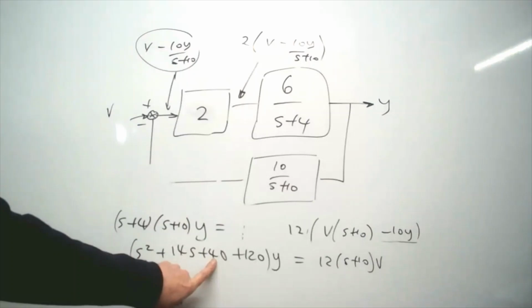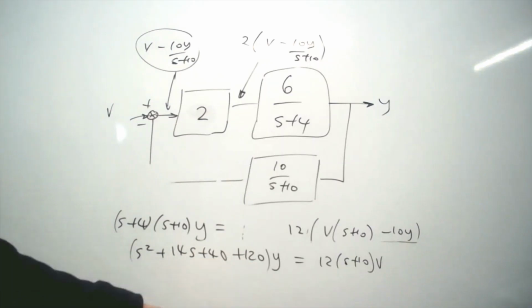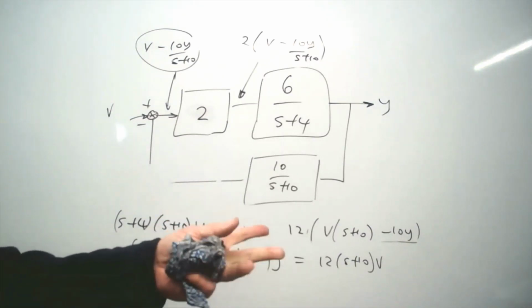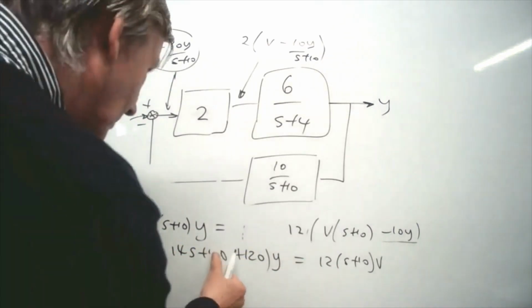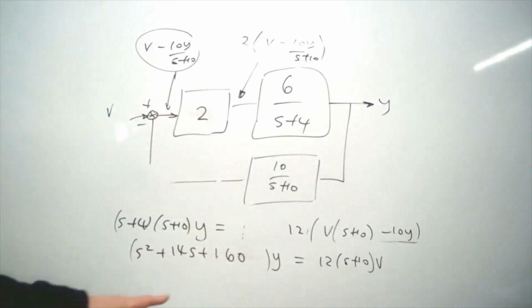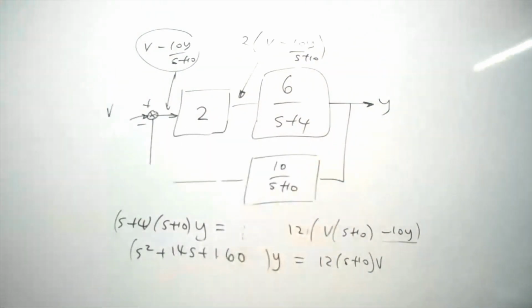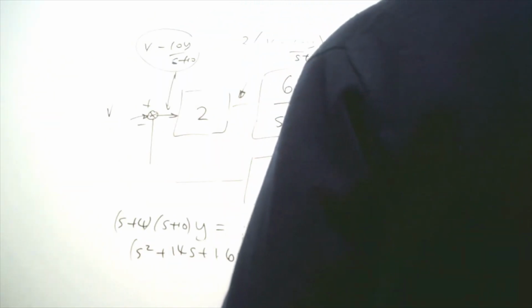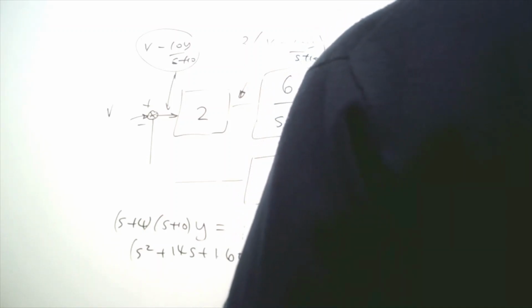So 40 and 120 is, tricky this, 20, 30, 40, 50, 60, 70, 80. No, it's not 80. It's going to be 160, isn't it? And so we can finally rewrite this now as, move this term underneath there. So I'll write it over here, okay? So it's going to be 12 s plus 10 over s squared plus 14s plus 160.